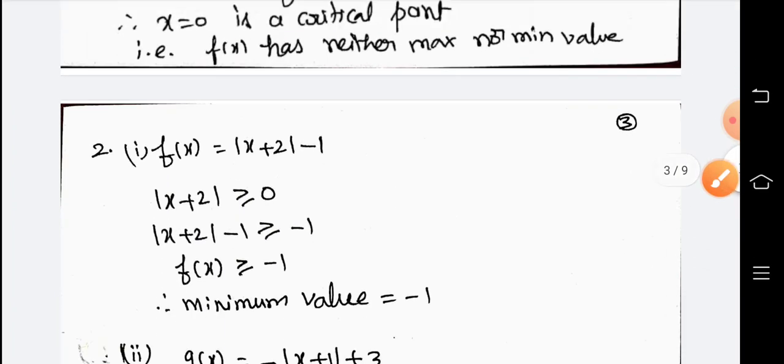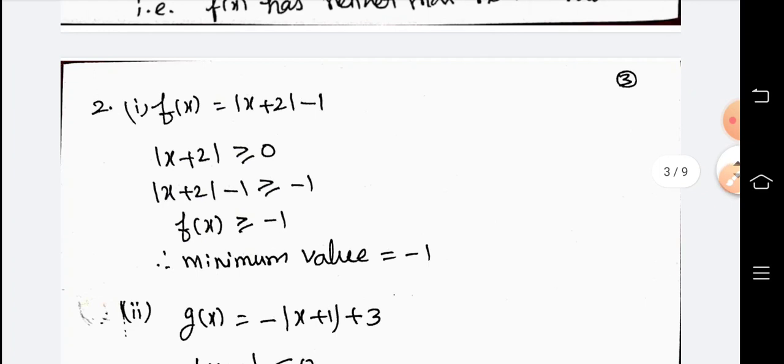Next, second question. Look at the second question, page number 232. Find the maximum and minimum values, if any, of the following functions given by. Same, but instead of squares they used modulus and some trigonometric functions in these questions.